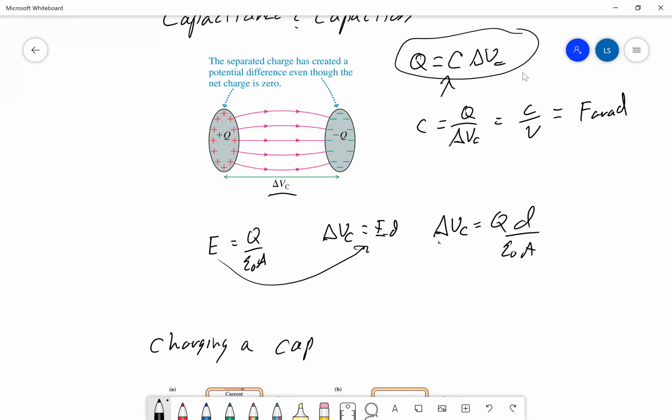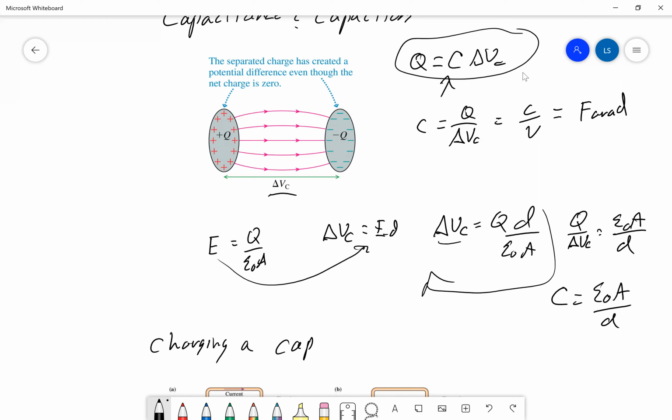Then I'm going to rewrite this. I divide by delta V C and move everything to the other side to get Q over delta V C is equal to epsilon 0 A over D, which we just said was the capacitance. So the capacitance for a parallel plate capacitor is epsilon 0 A over D.